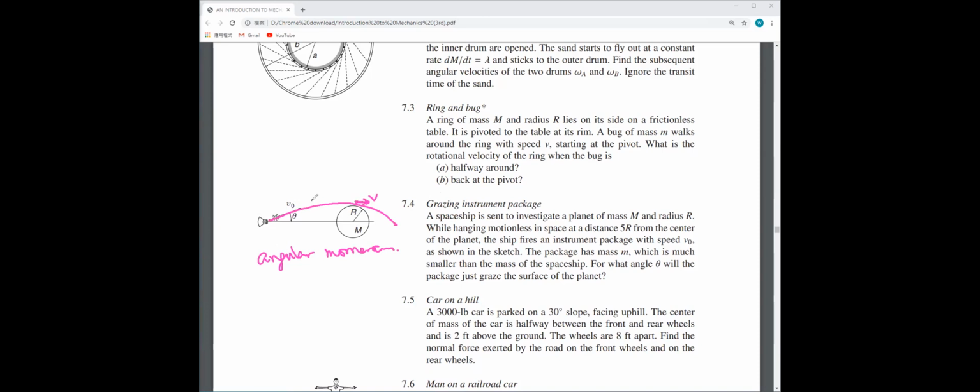So can you write down the formula for the conservation of angular momentum? The conservation of angular momentum of the point particle. Yeah, this should be just r cross p. Oh, there's no reason.